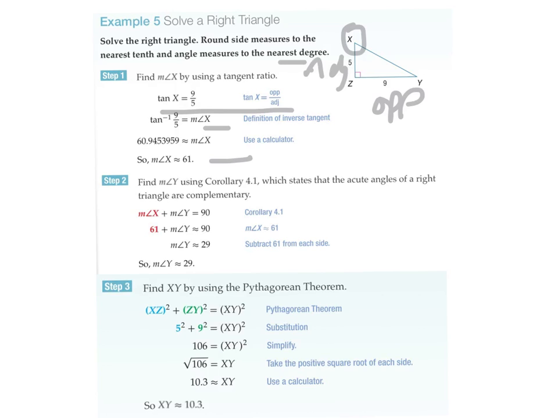Okay, so now we know that angle X is 61 degrees. You know that angle Z is 90, so X and Y must equal 90. And then it's just a case of subtracting, so 29 degrees. So now we know our two angles, okay?